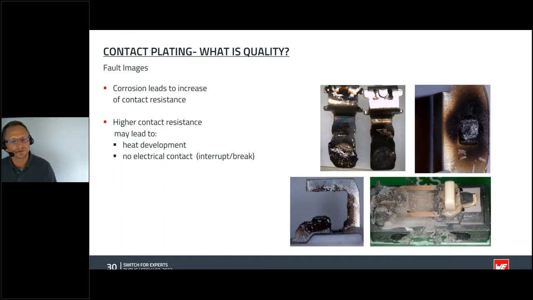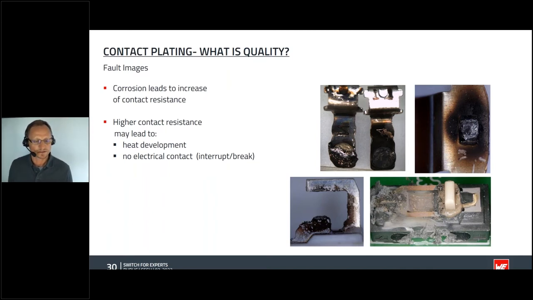One of the most critical points is corrosion, as seen in the pictures. But what is the risk of corrosion? Inside the switch, it's clear. Corrosion leads to an increase of the contact resistance. Higher contact resistance leads to heat development, up to burning or fire, or just melting of plastic, like we can see here. The second possibility is no electrical contact. It's breaking off, like interrupting a circuit. At least then there's no more danger, the machine just doesn't work anymore. And that's also not what we want.